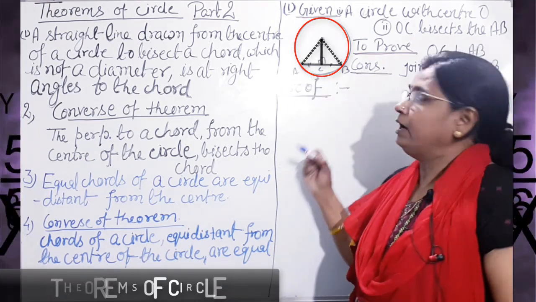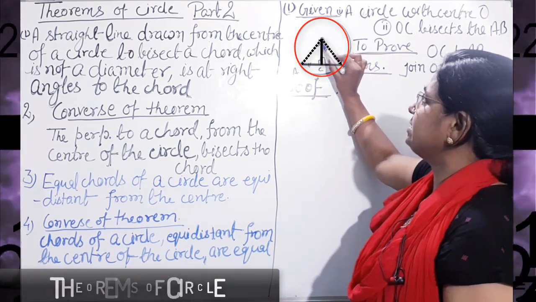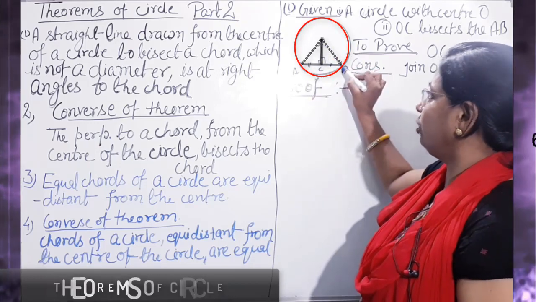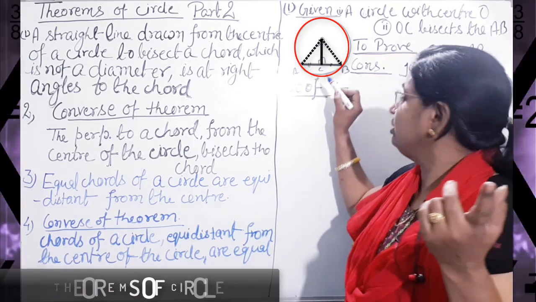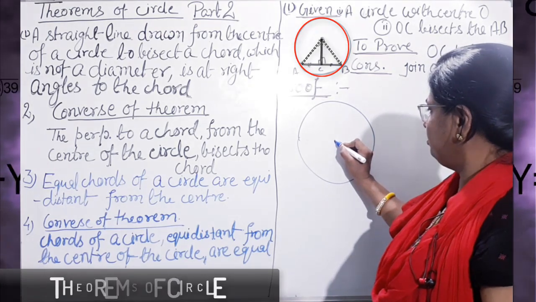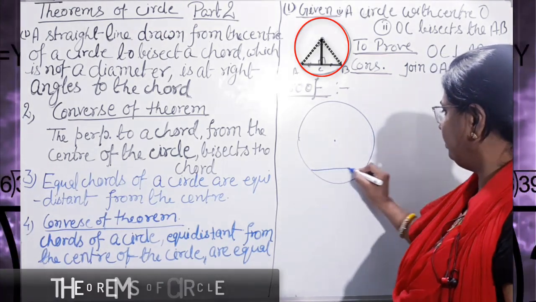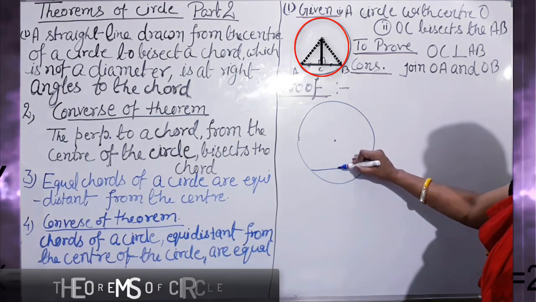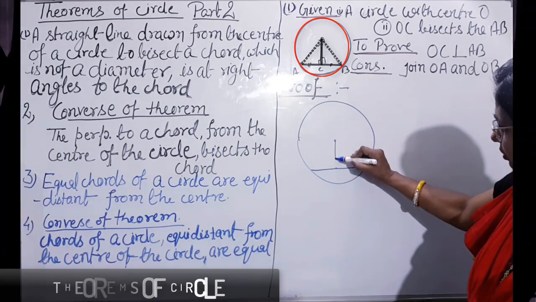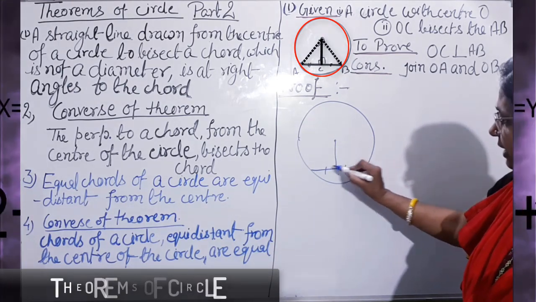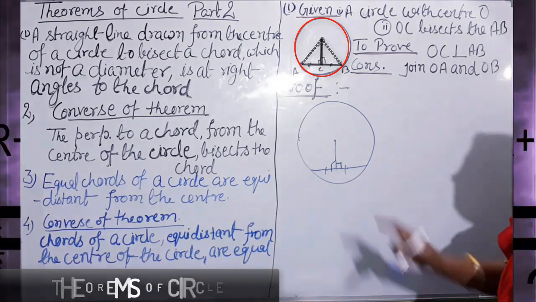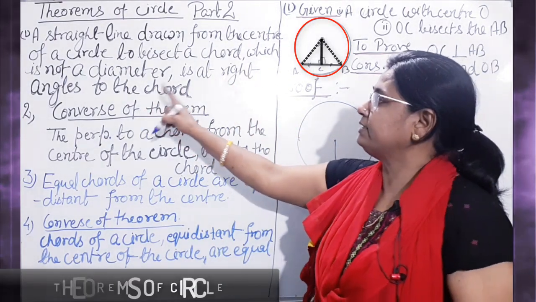Once again, a line drawn from the center of the circle to bisect a chord which is not a diameter. That means the line drawn from the center to a chord, this chord is not a diameter, bisects the chord and is at 90 degrees, at right angles to the chord.